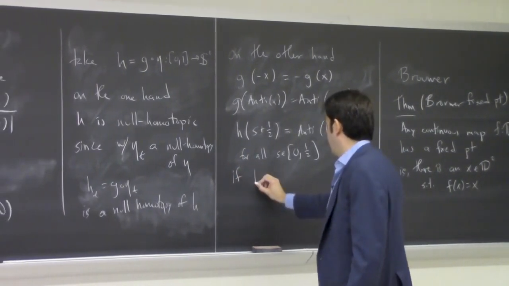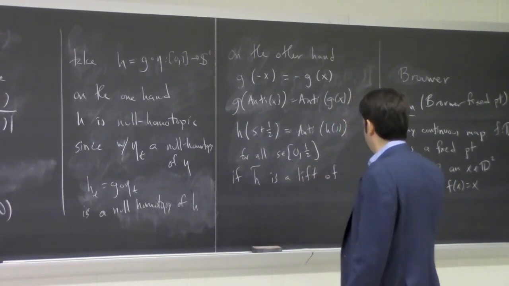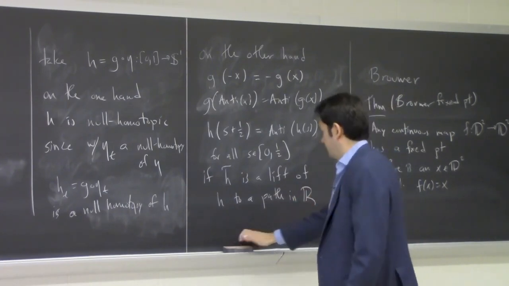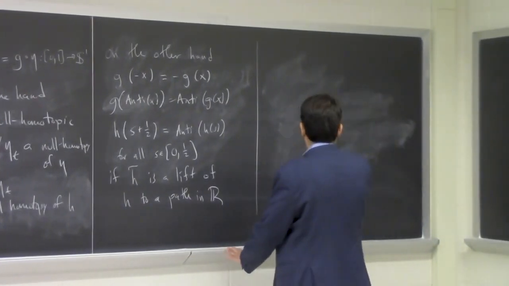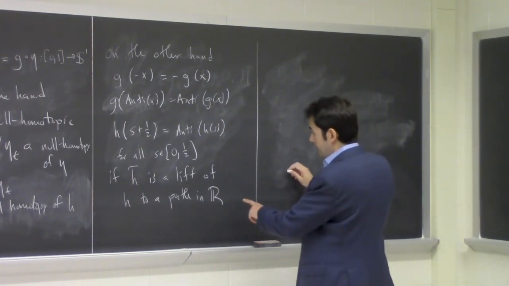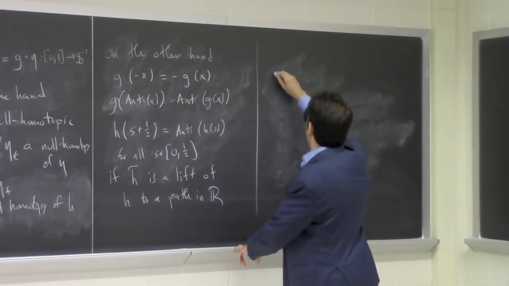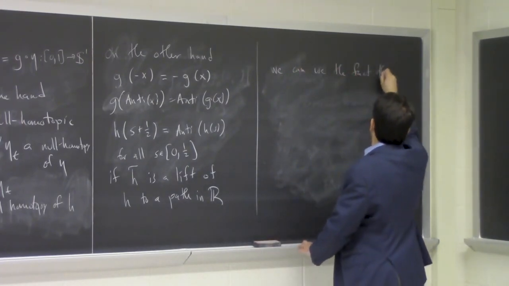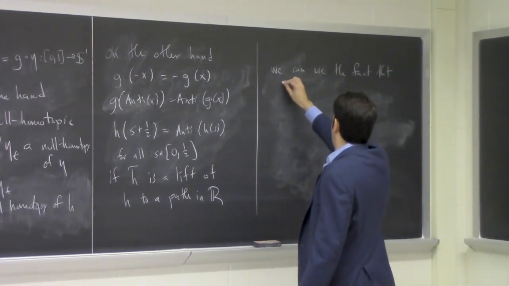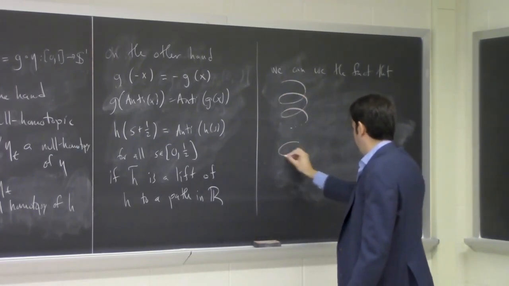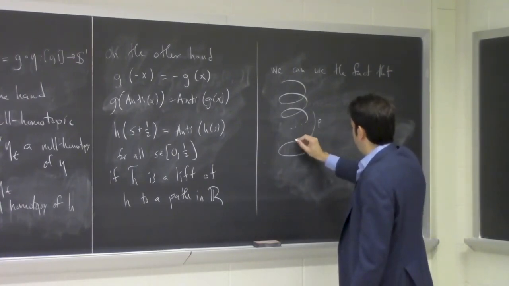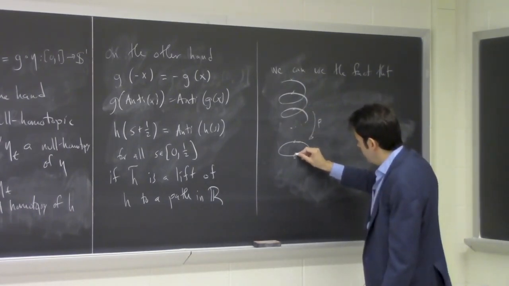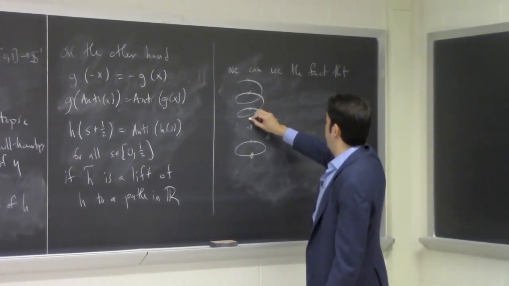Okay? So if H tilde is a lift of H to a path in R, we can use the fact that, okay, so let's remember we have the real line winding around, sitting above the circle, we have P. So if you have a point here, and so it lifts to there and there, and there, then if you look at the antipodal point, then it would lift to here and here and here.